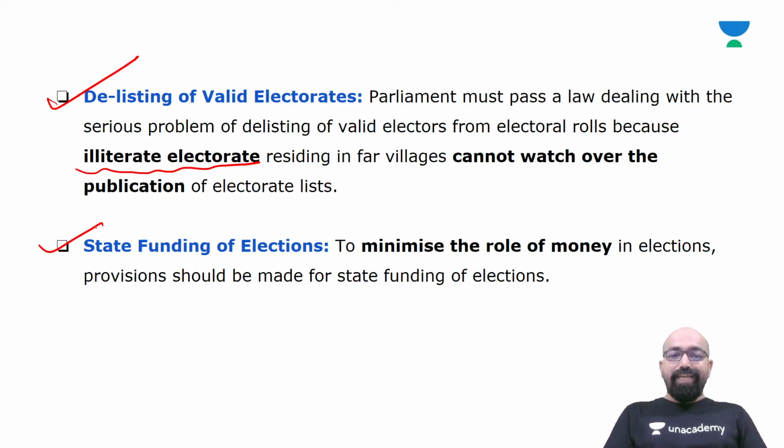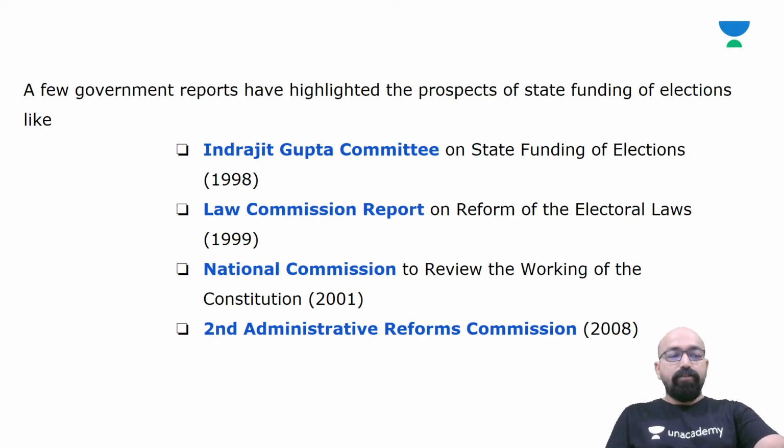Then state funding of elections to minimize the role of money in elections, and provision should be made for state funding of elections. A few government reports have highlighted the prospects of state funding of elections, like the Indrajit Gupta Committee on State Funding of Elections 1998, Law Commission Report on Reforms of the Electoral Laws 1999, the National Commission to Review the Working of the Constitution 2001, and the Second Administrative Reforms Commission, Second ARC 2008.